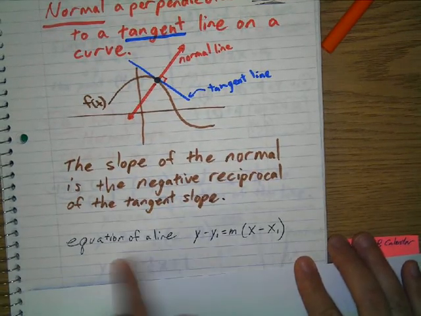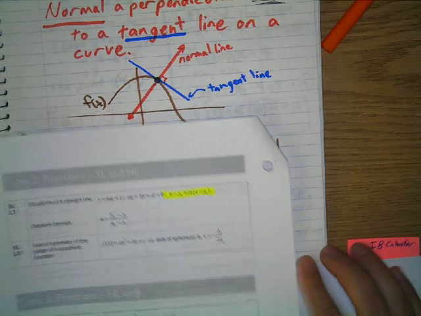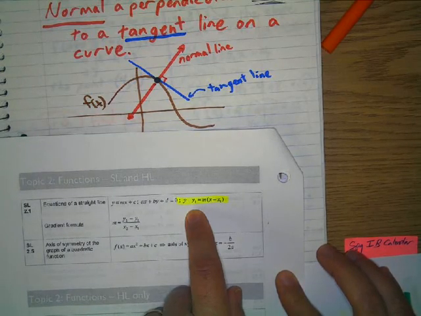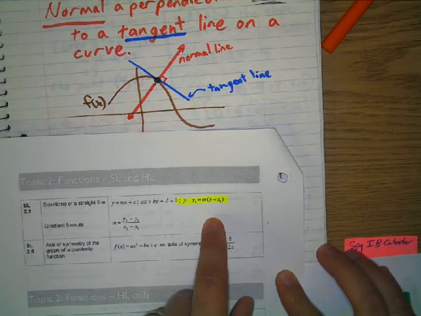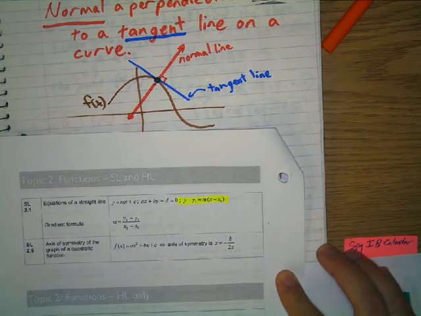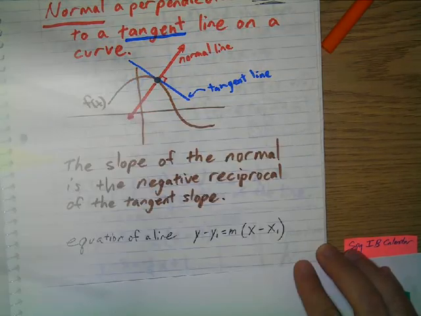Now, this is the equation of the line, and in case you want to know, it's also in our formula packet. You should start getting comfortable using our formula packet because you will have access to this on the IB test.